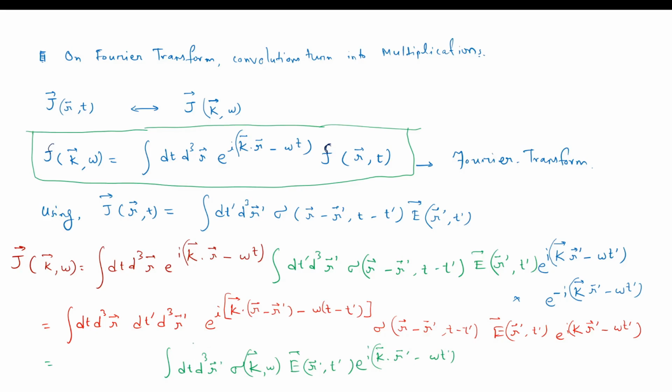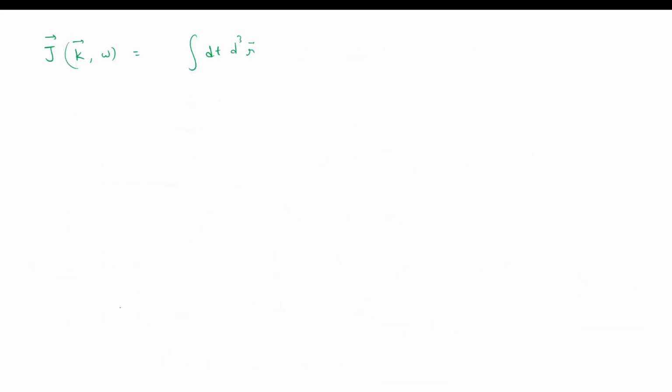Here we need to keep the primed coordinate. This integral has been done with respect to dt and dr, not with respect to dt prime and dr prime. We need the primed coordinates to integrate this. So the first integral was done with respect to t and r. The second integral is being done with respect to k and omega.